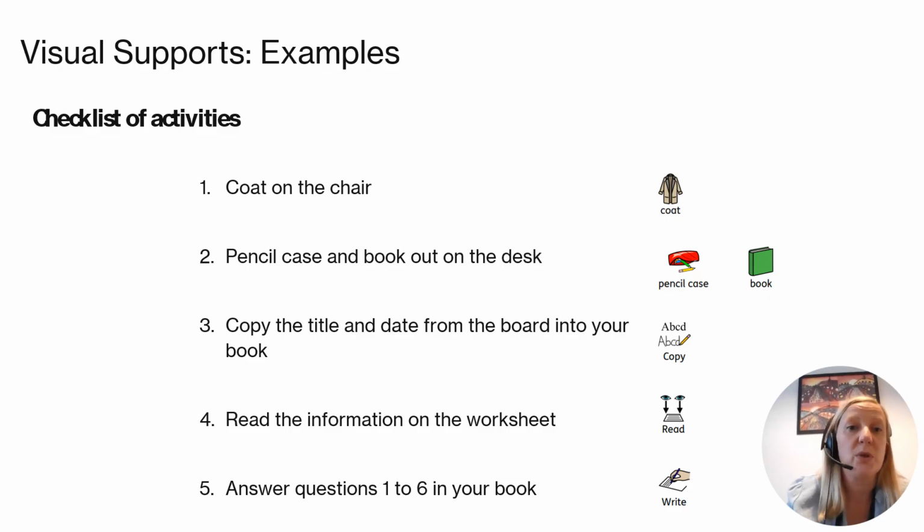And what I discovered was that actually everyone in the class was using it. It wasn't just children who were struggling with social communication. Sometimes it was me using it when I'd forgotten what I'd asked them to do. And the other thing I noticed was that children were getting through more activities in the lesson because they weren't having to wait for me to come over and tell them what to move on to next.